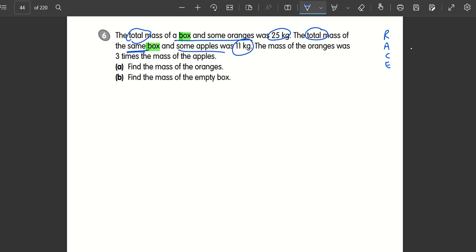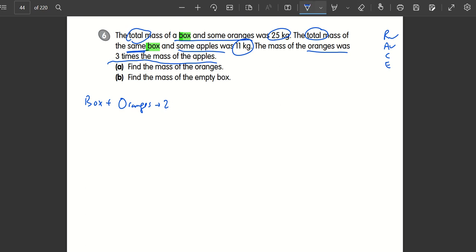Now the next sentence says the mass of the oranges was 3 times the mass of the apples. How do you think this information can be useful? Okay, it tells you the relationship between oranges and apples. So if I were to do a little bit more on the annotation, I have box plus orange, that's 25 kilograms.